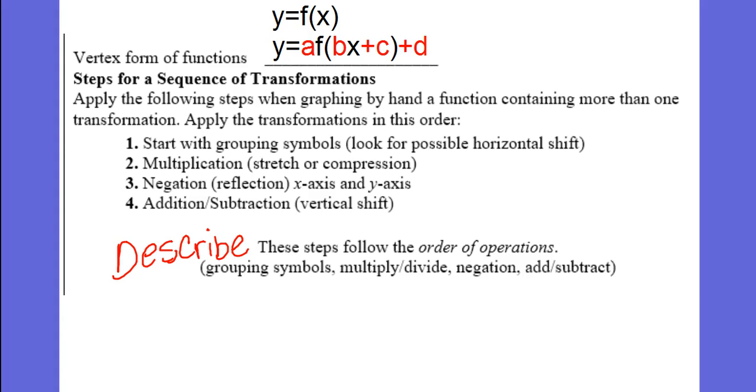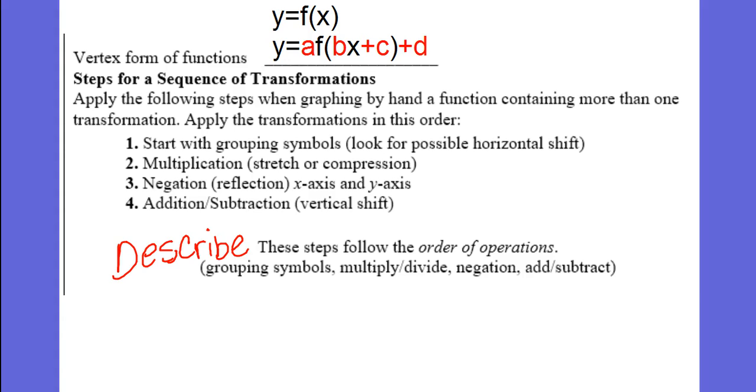We have the parent function y equals f of x, whatever that is, and then we have the vertex form of the functions. It's not the perfect vertex form, but it's certainly the transformation form, where you have two numbers that are outside, the a and the d, and those numbers act vertically on your graph. And then you have the numbers b and c that are in the group with your x. And those numbers affect the horizontal actions on your graph.